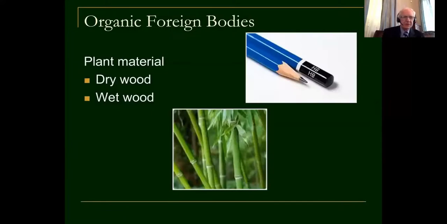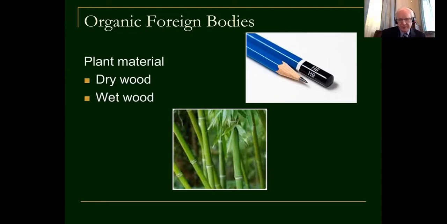Let's move on to the other group that you need to talk about, and that's organic foreign bodies. Organic foreign bodies really should be divided into two types, and it has to do with how much moisture they have in them. The moisture associated with a pencil lead or a pencil is very dry wood. It has a very specific characteristic. Wet wood, such as this bamboo, shows up entirely differently.